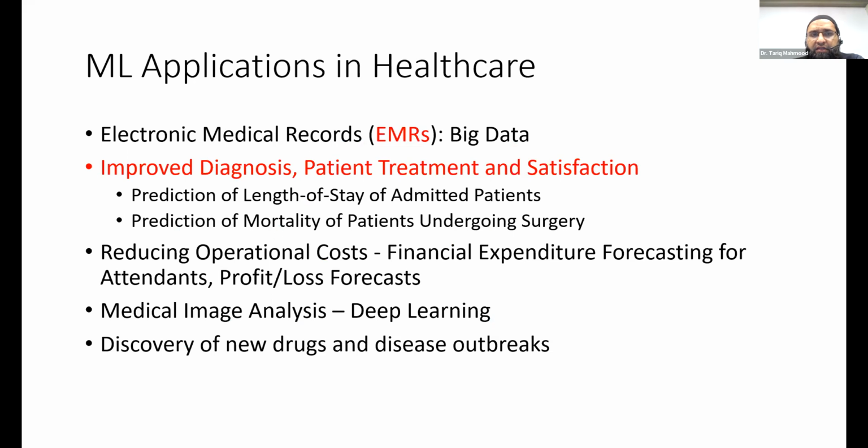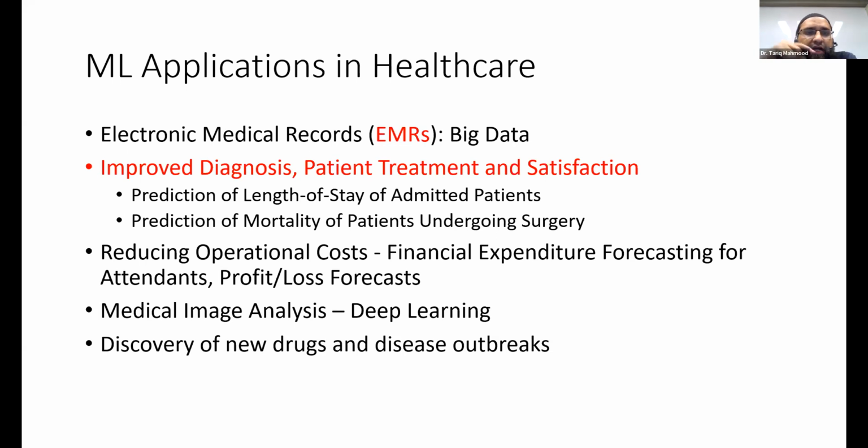So now we come to the healthcare part. All of us must have gone to the hospitals because all of us keep on getting sick. So typically the record of a patient is called an electronic medical record, and that's a large amount of data running into megabytes to gigabytes and even terabytes. If you have gone through a surgery or some big type of problem, your electronic medical record can grow huge. And the machine learning targets for healthcare are primarily improved diagnosis, patient treatment, and satisfaction. That's the main focus of machine learning.